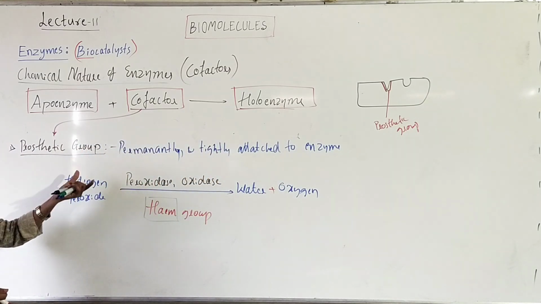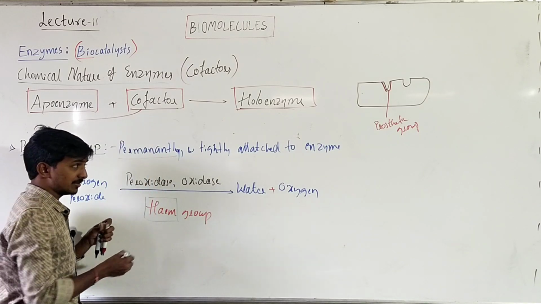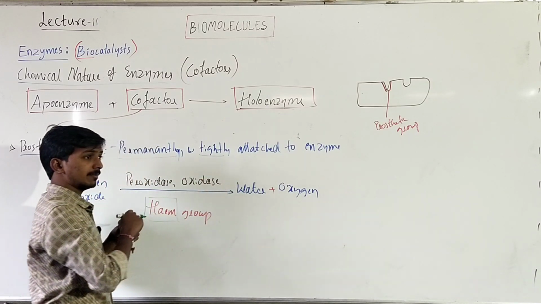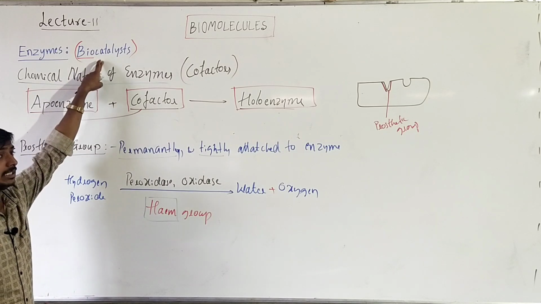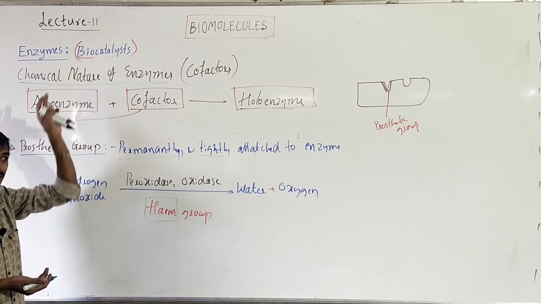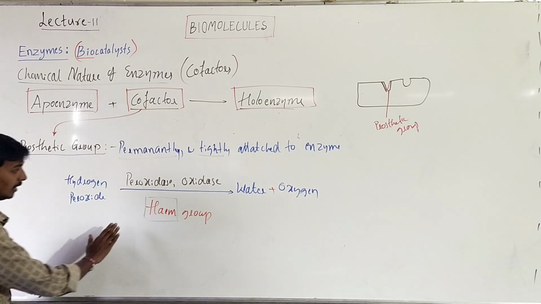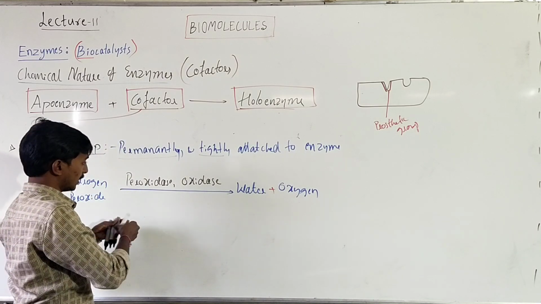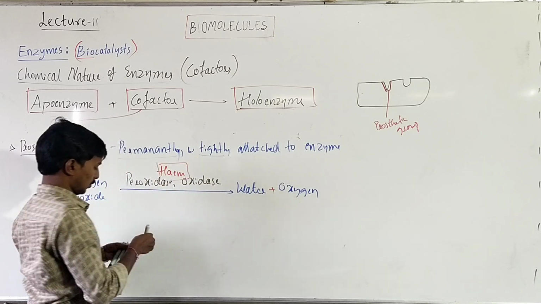Means any organic group which is permanently attached to the enzyme, tightly attached to the enzyme, so that the enzyme will be more active. Means the enzyme is catalytically more active, means the reaction will be faster. Right? Better pause the video, write the things. So for this, heme is the prosthetic group.